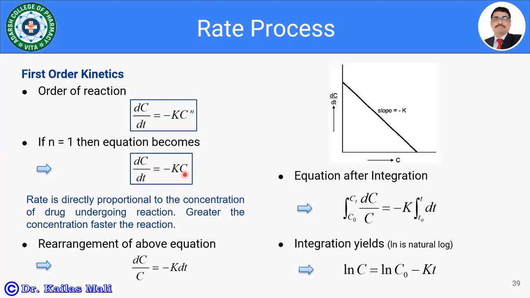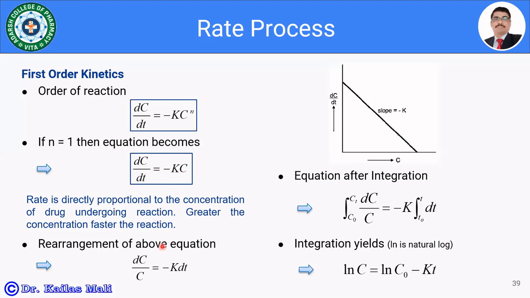So here in the case of first order kinetics, the rate is directly proportional to the concentration of drug undergoing the reaction. If greater the concentration, faster the reaction. So that is the main difference between the zero order and first order. In the case of zero order, it is not dependent on the concentration, and in the case of first order, it is dependent on the concentration. So greater the concentration, faster the reaction.